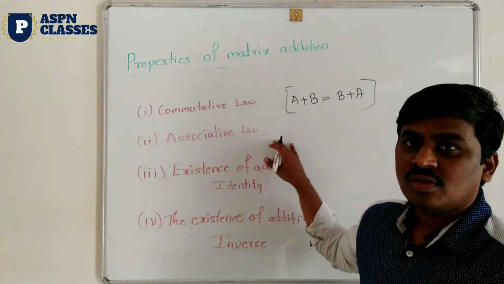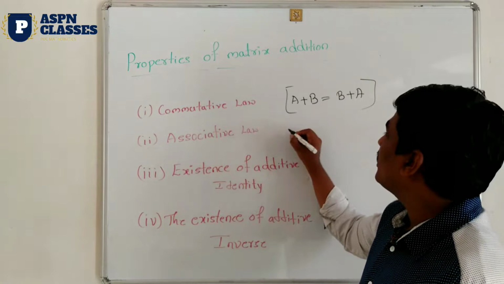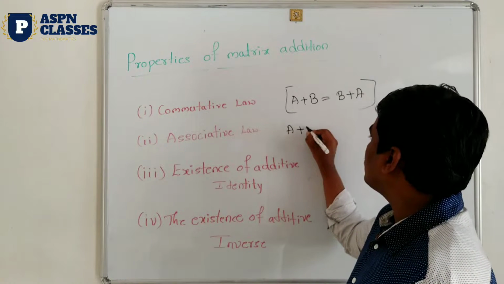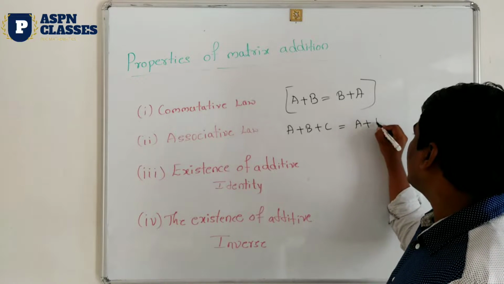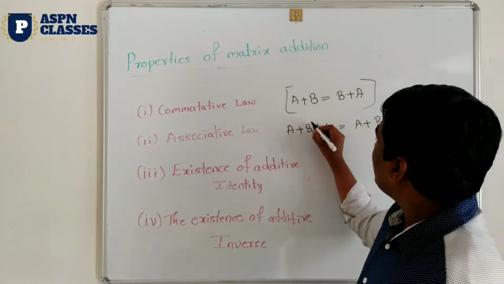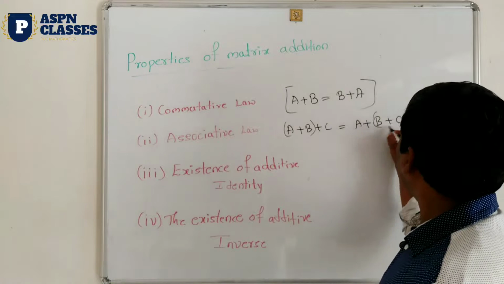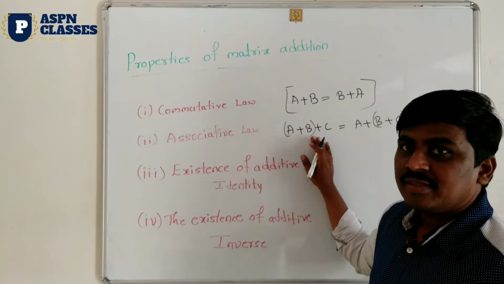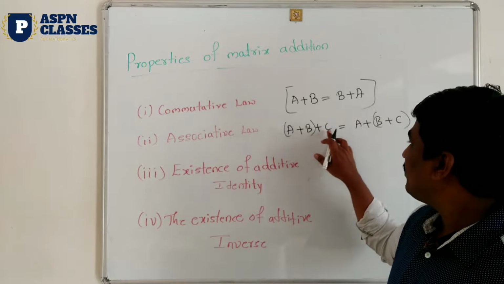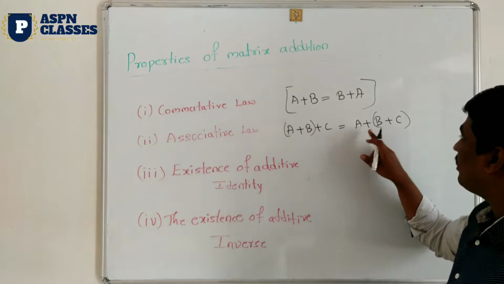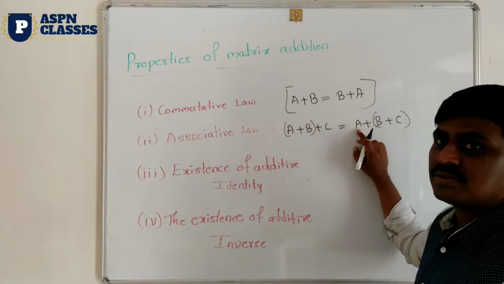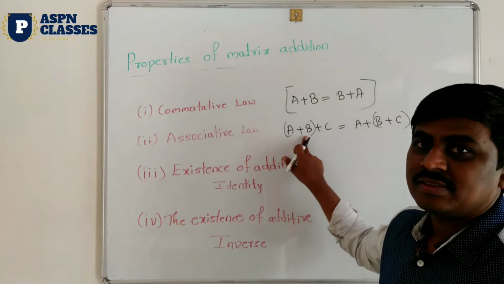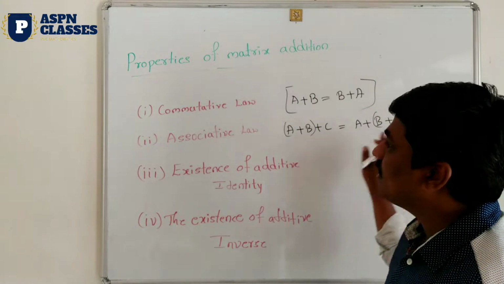And next, the associative law, which you already know. What is the associative law? For A plus B plus C, you have to take three matrices and group them on both sides. First add these two results, and again these two results, and this is also satisfied: A plus B plus C. First you add these two and add with A, and the answer is also equal to this matrix result. So the associative law is also satisfied.